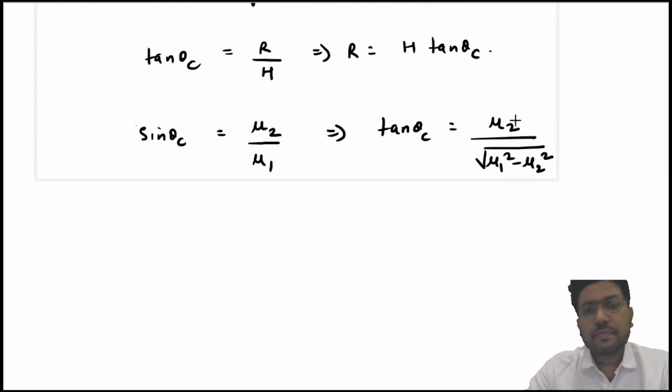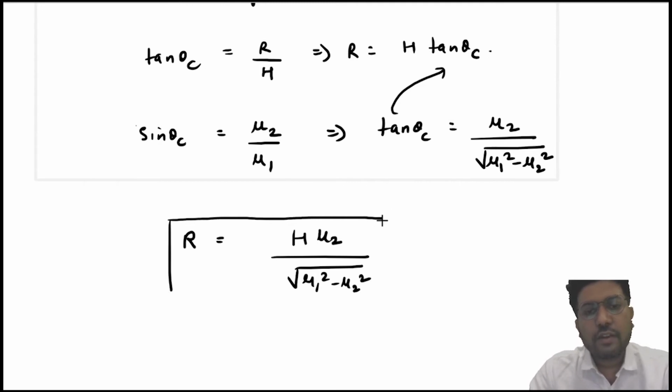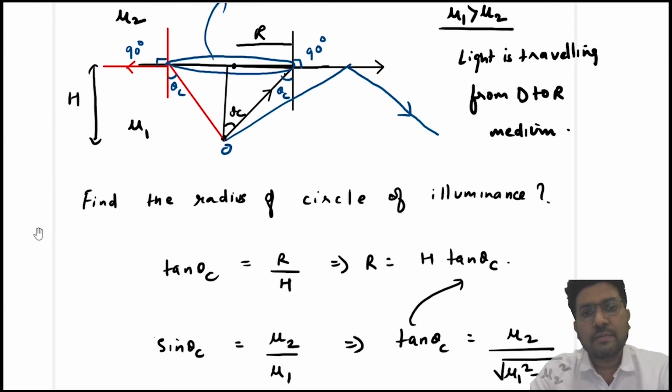Now when you put the value of tan theta c here, you will get the value of r. So the value of r is h mu2 divided by under root mu1 square minus mu2 square. This is the radius of the circle of illuminance, right?